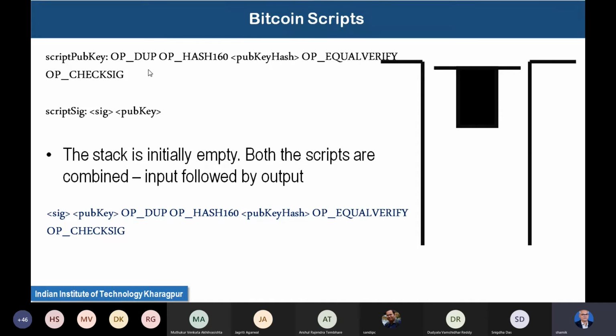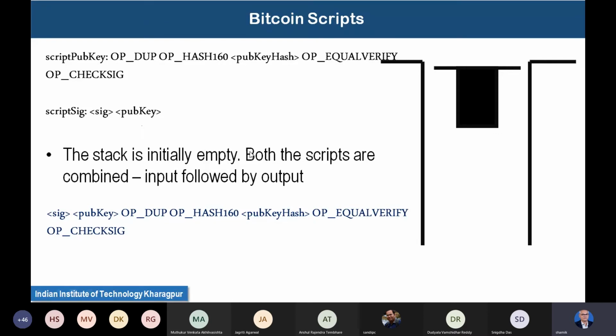So now Bob has to use this script sig in order to unlock the 5 bitcoins. Alice has locked those 5 bitcoins with that script pub key. So what will Bob do? Bob will provide a signature and his public key. What is that signature? It is some information like the transaction ID, which is encoded by Bob's private key corresponding to the public key. And the public key is his public key.